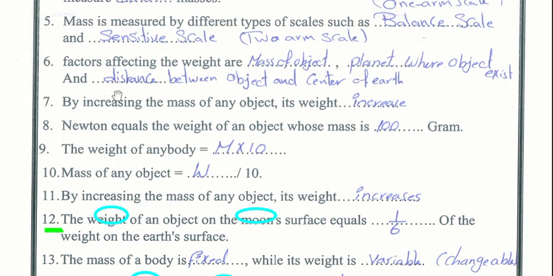Number 8. Newton equals the weight of an object whose mass is 100 gram. Newton equals 100 gram. Number 9. Weight of any body equals mass times 10. Weight equals mass times 10. While number 10, mass equals weight divided by 10.